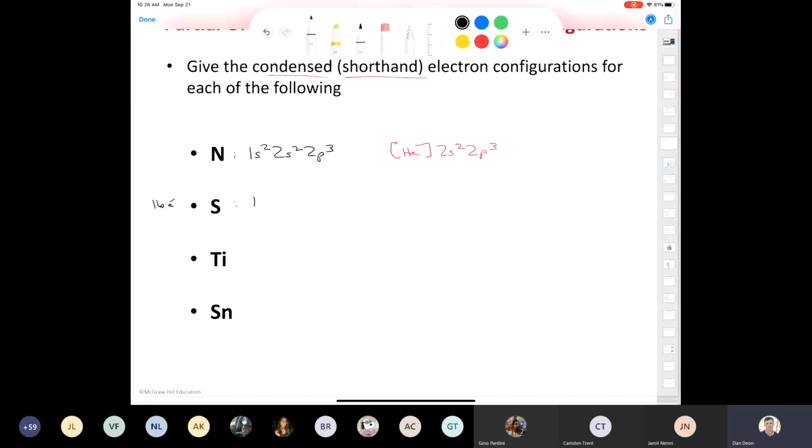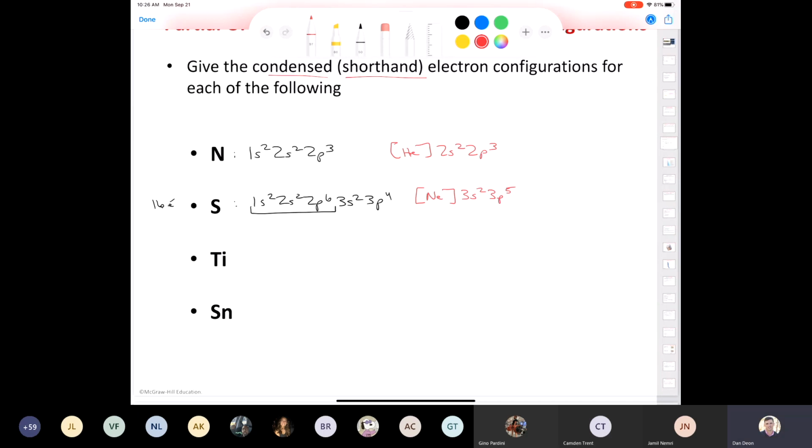Okay, for sulfur, if you write the complete electron configuration, sulfur has a total of 16 electrons. So it goes 1s2, 2s2, 2p6, 3s2, 3p, 1, 2, 3, 4. So 3p4. These are the core electrons here, those 10 electrons. And the noble gas that precedes sulfur is neon. And so we can write neon in square brackets like this. And then we'll write 3s2, 3p4.